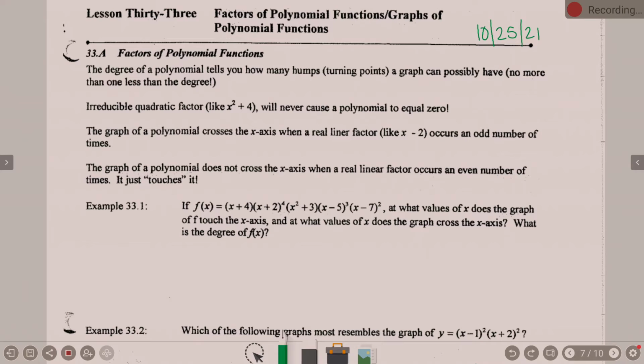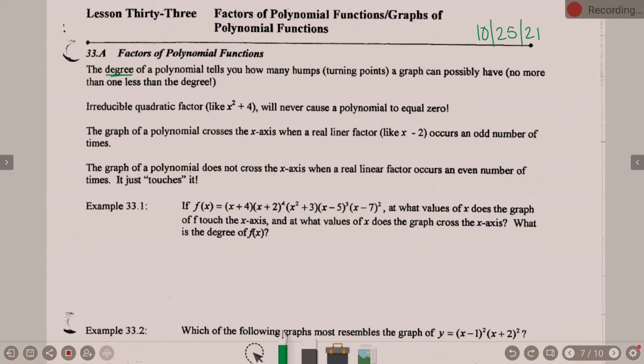So the degree of a polynomial. Okay, so the degree of a polynomial can tell you how many humps or turning points a graph can possibly have, no more than one less than the degree. So first of all, when we talk about the degree of a polynomial, what's the degree? The highest power. The term that has the highest power is your degree. And that tells you how many humps, turning points.